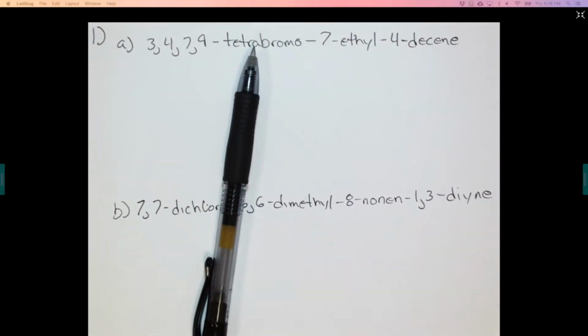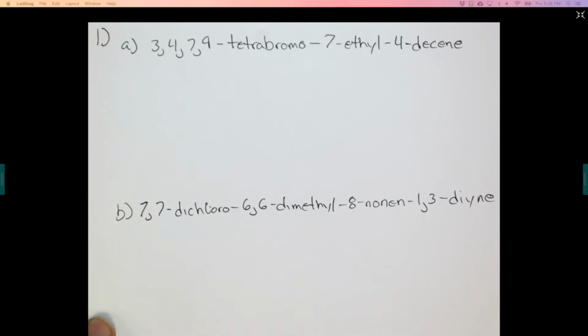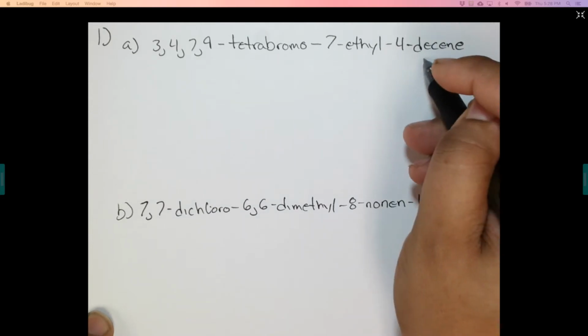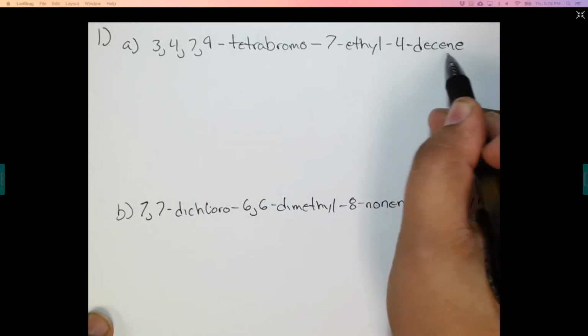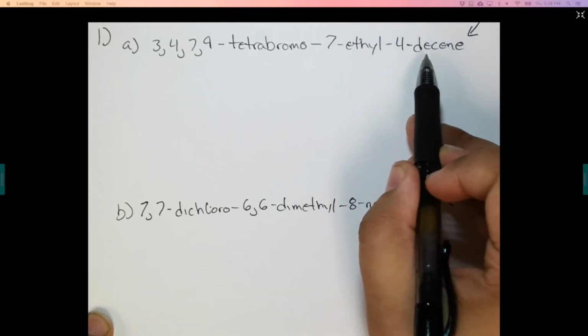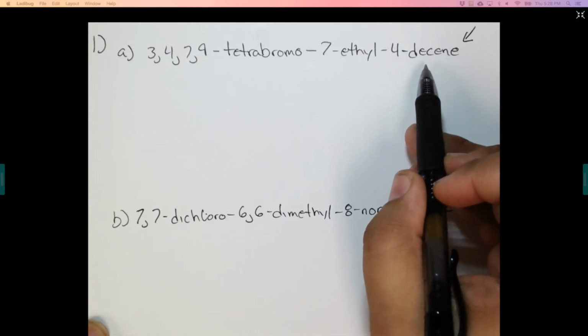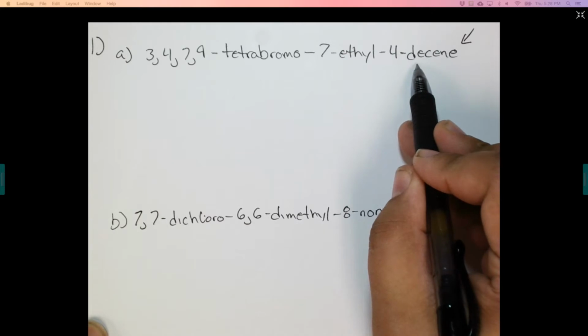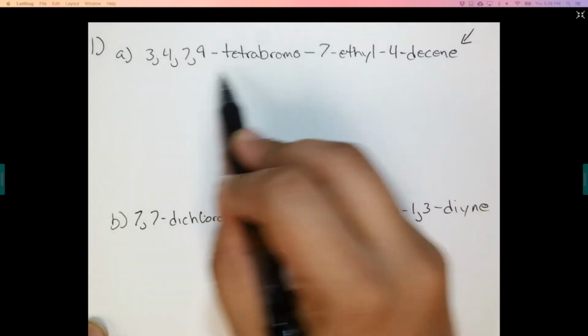First example here we have is 3,4,7,9-tetrabromo-7-ethyl-4-decene. The suffix tells us that there's going to be a double bond, and the prefix to the suffix tells us it's going to be 10. So we're dealing with a single double bond, 10 carbons, and the substituents.